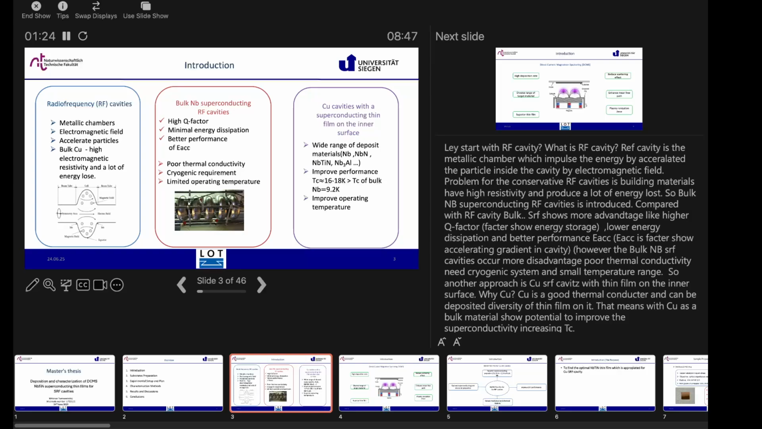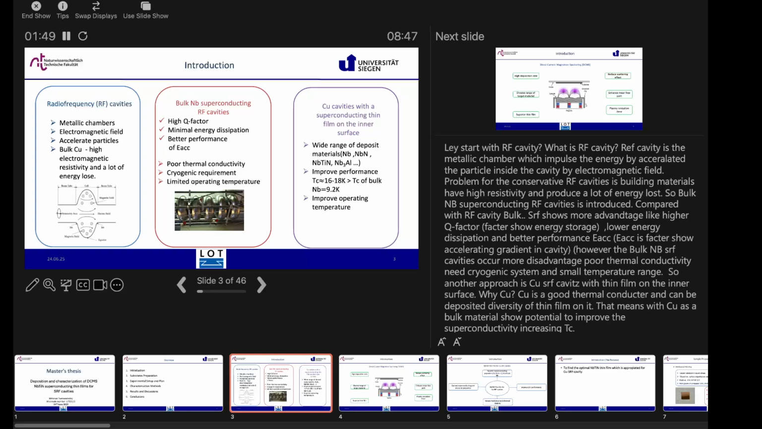Let's start with what is RF cavity. RF cavity is the metallic chamber that imparts energy by accelerating the particle inside the cavity by electromagnetic field. Mainly made of the bulk copper. The problem of the bulk copper is the high electromagnetic resistivity and it makes a lot of energy loss.